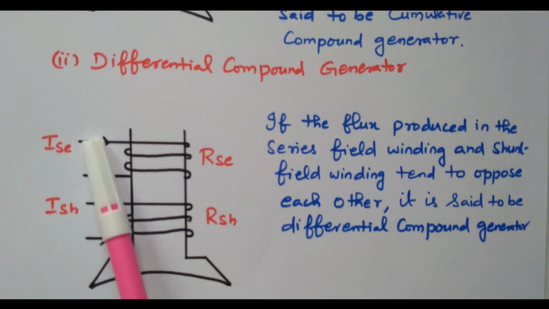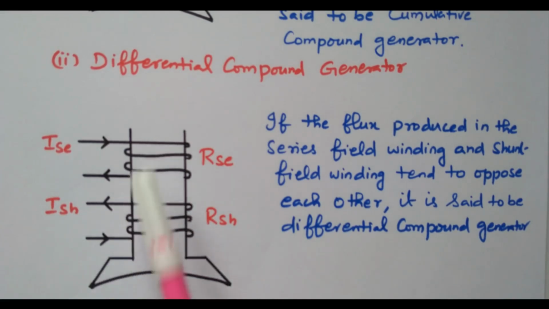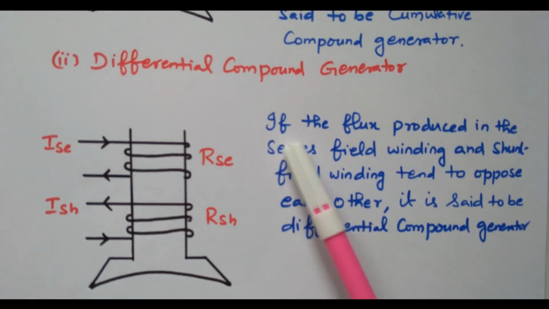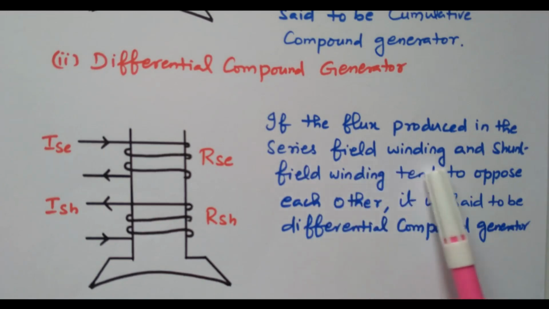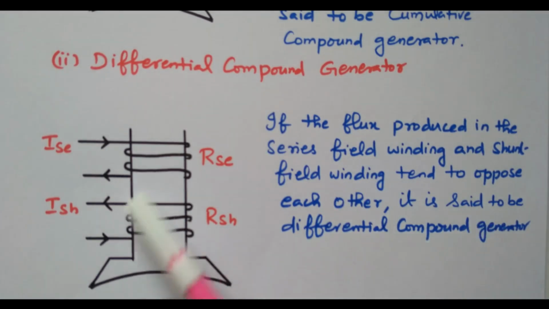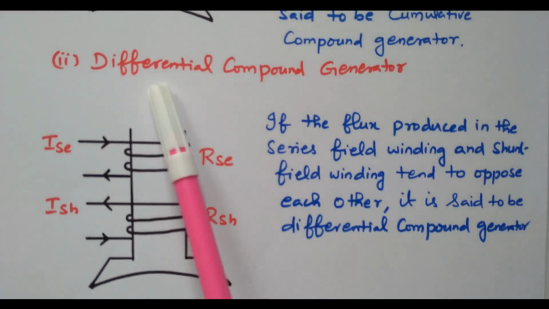In case of a differential compound, see the current direction: current enters in the top coil, but here current enters in the bottom coil. So both current directions are opposite to each other. For example, if an N pole is created here, an S pole will be created here. So both will oppose each other. So that is called a differential compound generator. The current directions are not equal, both are opposite to each other. That is, if the flux produced in the series field winding and shunt field winding tends to oppose each other, then it is said to be a differential compound generator, right. Here the current directions are opposite and the flux is also opposite, so that is called a differential compound generator.